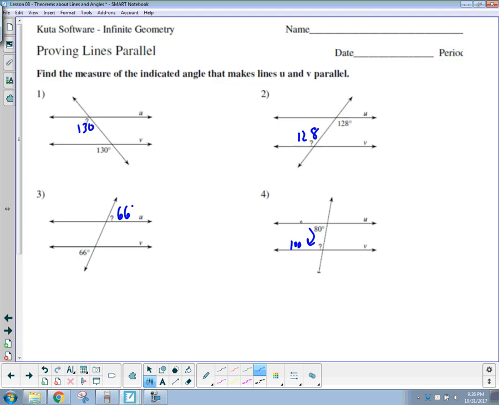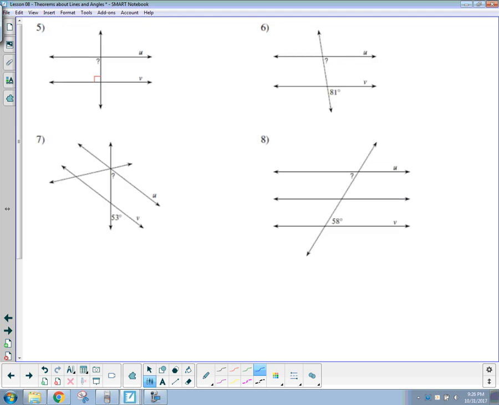Just have to practice, and I have the answer key online. So, yep.